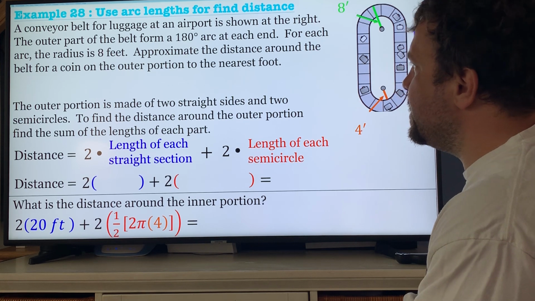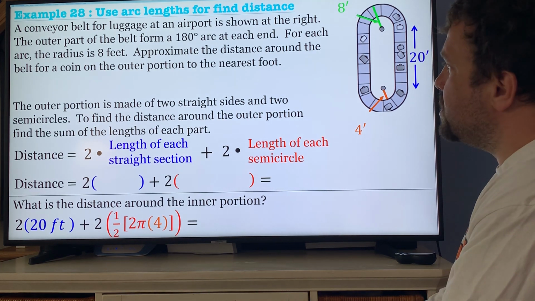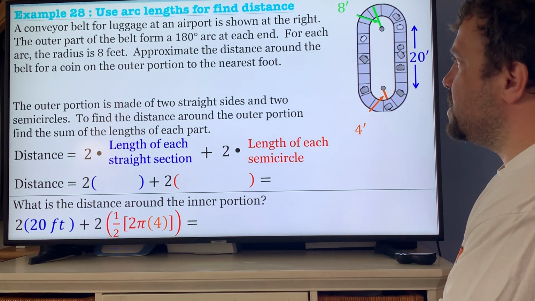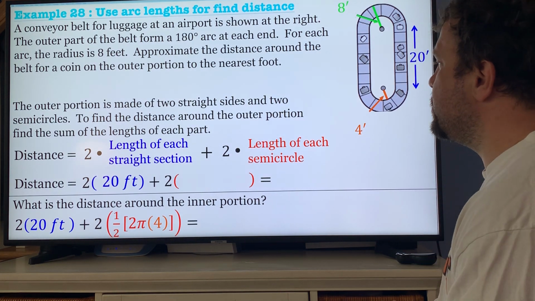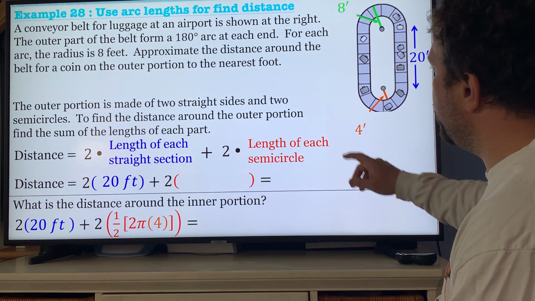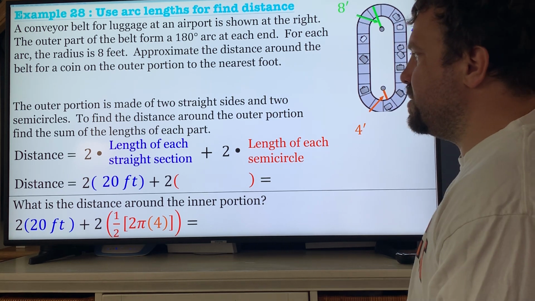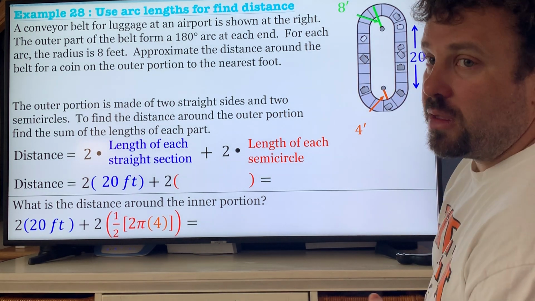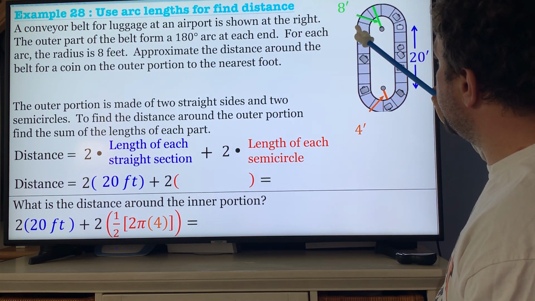Now, the distance around the outer portion, how do we find that? So we need first the length of the straight section. How long is the straight section? 20. So it's going to be 2 times 20 feet. Now, are we going to deal with the 4, which is the inner, or the 8, which is the outer? 8, which is the outer. So what we do is we have 2 semicircles here.